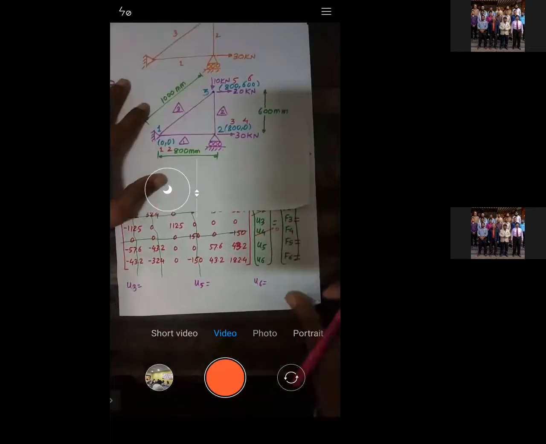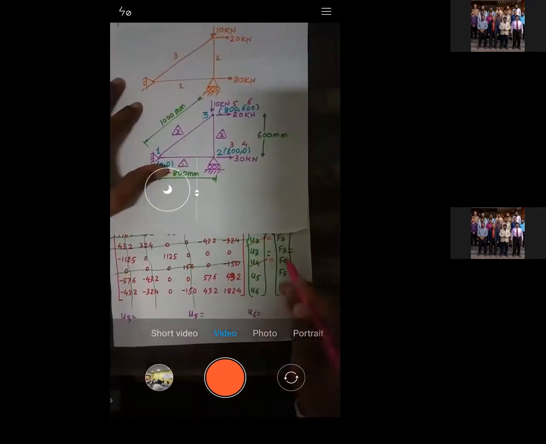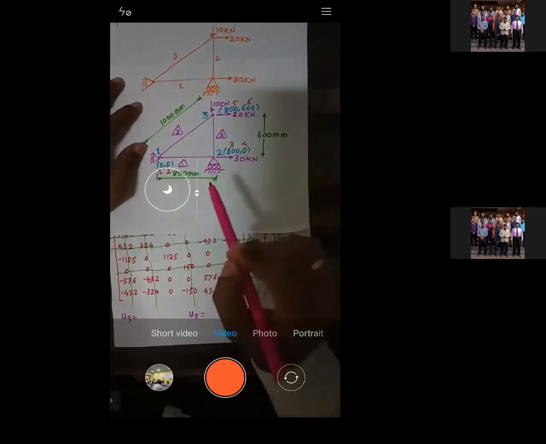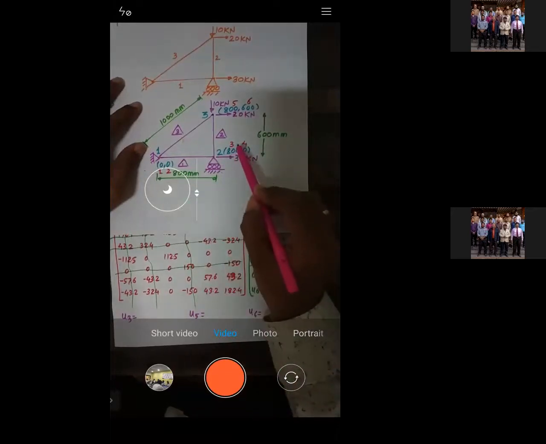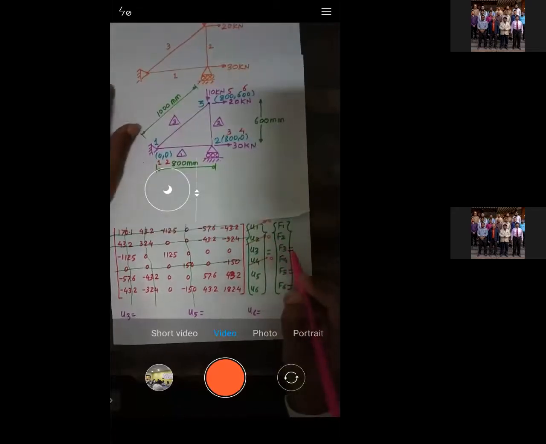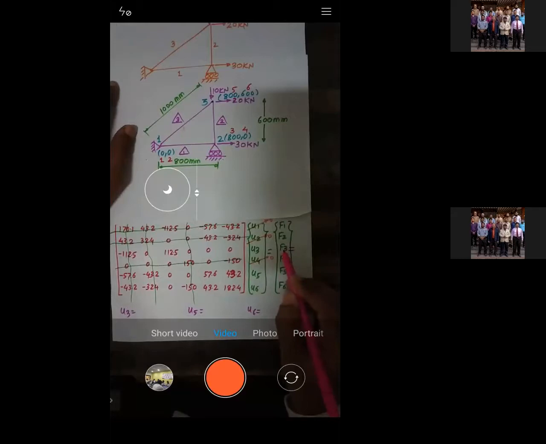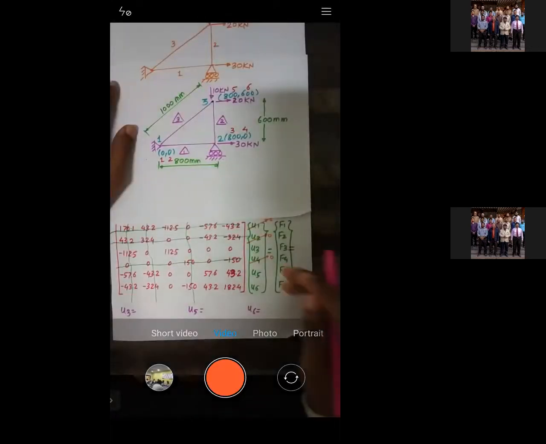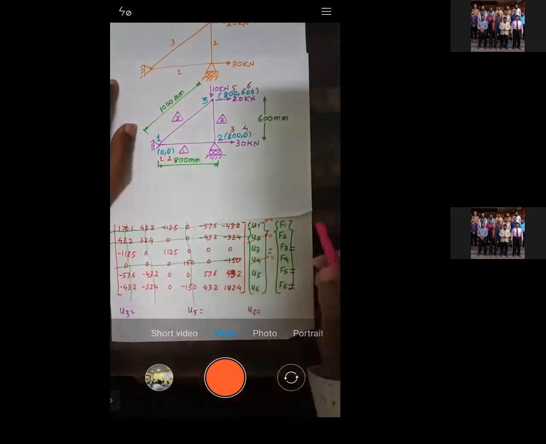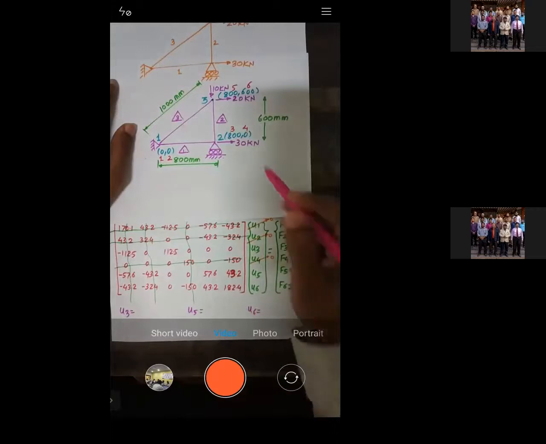Now let us put the value of F3. F3 is nothing but the force at node 2, right? F1 and F2 are the forces at node 1. F3 and F4 are forces at node 2. And F5 and F6 are forces at node 3, right? So F3 and F4, as I told you, these are the forces at node 2.